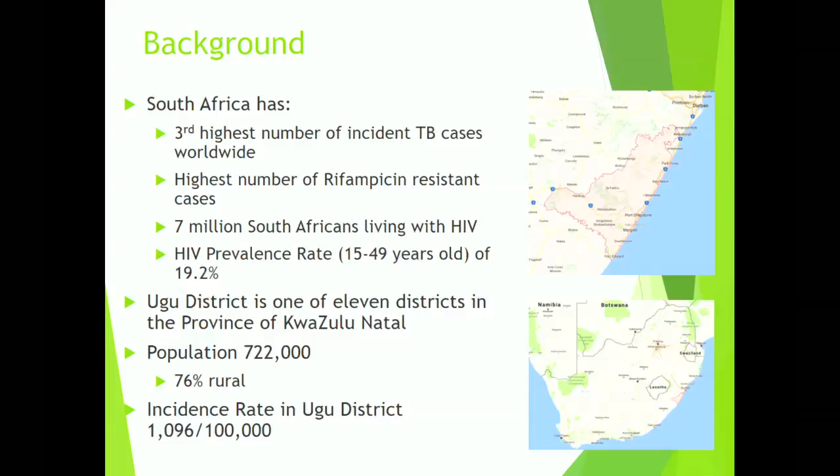So Ugu District is based in KwaZulu-Natal. It's on the eastern coast of South Africa, south of Durban. It has a population of 722,000 people, and the government estimates that it's 76% rural. So before we began this project in 2014, the government estimated that the incident rate in Ugu was 1,096 cases per 100,000. So it's very high in terms of the burden of disease.